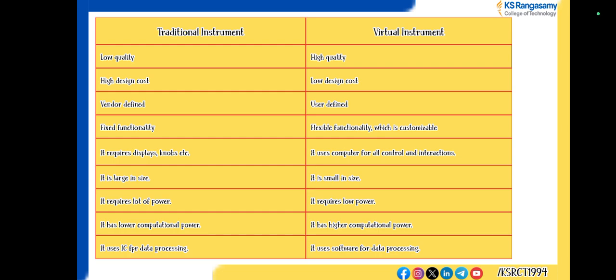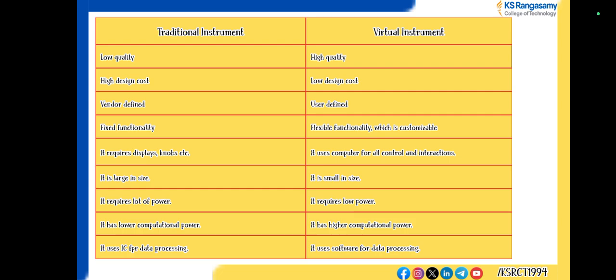The next one is that traditional instruments have fixed functionality. As I have already mentioned, the voltmeter will measure only the voltage, and the ammeter will measure only the current. But here we can provide flexible functionality, where we can customize each and every instrument based on our application as well as our need.